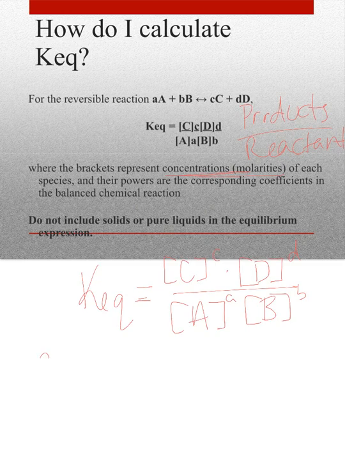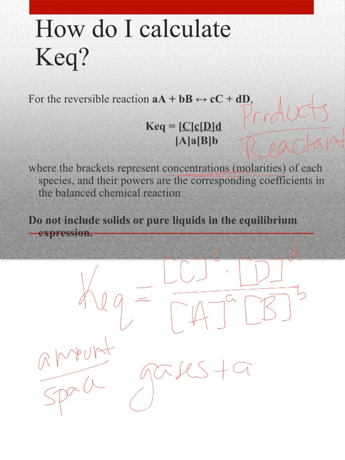Now, the brackets mean concentration. Concentration is generally like amount in a certain amount of space, how much we have packed into a certain amount of space. So that's only going to be when we have gases and aqueous. We can only plug in things that are gaseous and aqueous because those are the only things that have varying concentration. So if you have a liquid or a pure solid listed in the equation, that does not need to be included in your equilibrium constant expression.